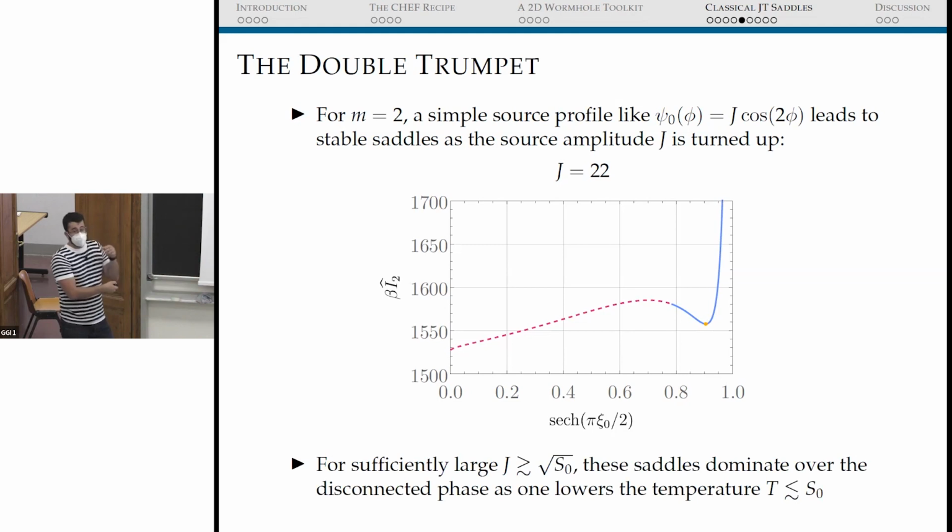And importantly, if you just make J sufficiently large, it doesn't have to be too large, just comparable to S naught, these saddle points dominate over the disconnected phase of just 2 disks for the 2 copies. So these are actually dominant saddle points for the double trumpet. And that's very nice because it's not generally easy to get connected geometries to dominate in JT. But here's what we get.